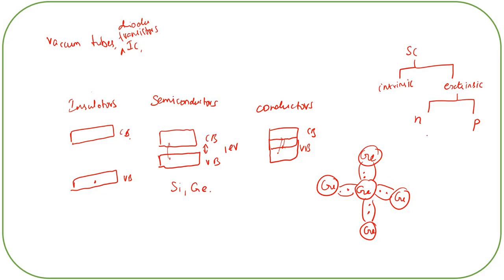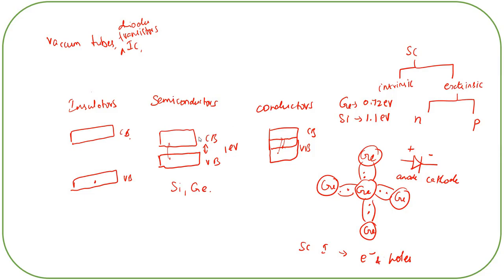In intrinsic semiconductor, in case of pure germanium the energy gap is 0.72 electron volt, and for silicon the energy gap is 1.1 electron volt. So in a semiconductor diode we have anode and cathode. A diode looks like this. This one is the anode and the negative side is called the cathode. Anode is positively charged and cathode is negatively charged. Semiconductor current is because of movement of electrons and holes inside the semiconductor.